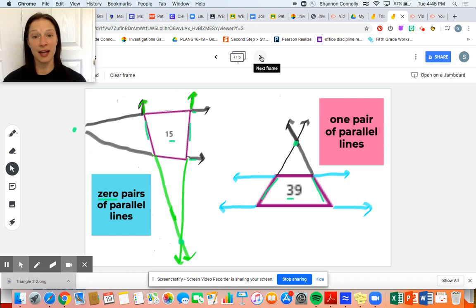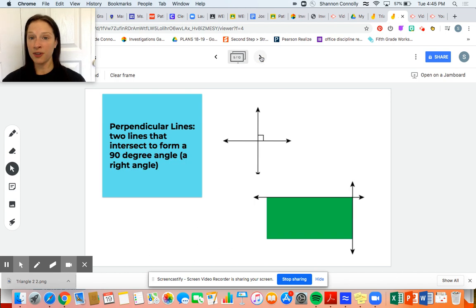So parallel lines, one attribute we can talk about. I just wanted to remind you of another set of lines that you might be familiar with, perpendicular lines. So perpendicular lines are lines that do intersect, okay? So they're not opposite from each other. We're going to be talking about the adjacent, next to each other lines, and they intersect in a special way. They form a 90-degree angle, which is known as a right angle.